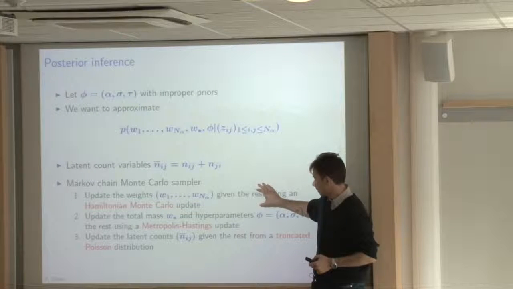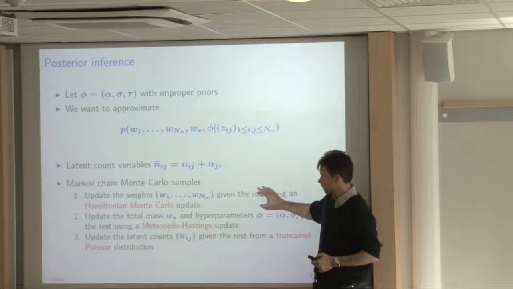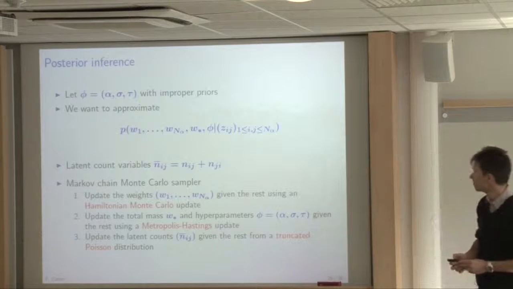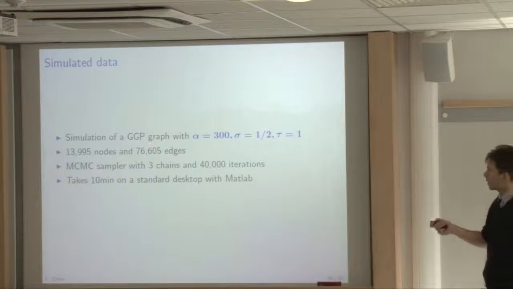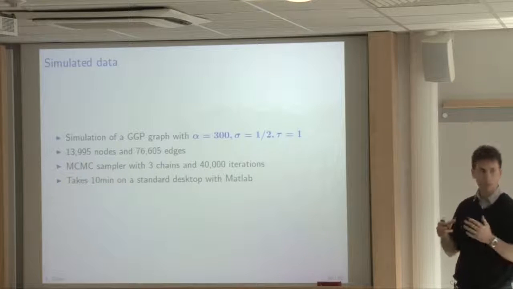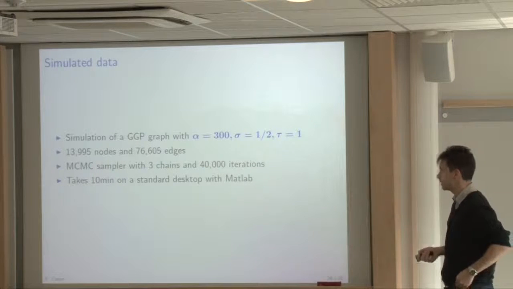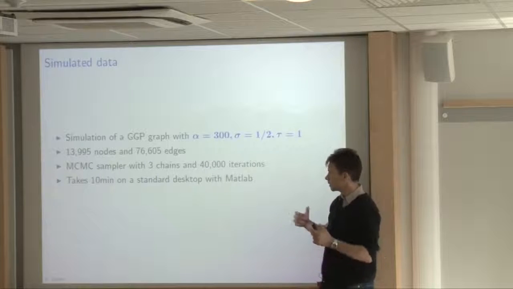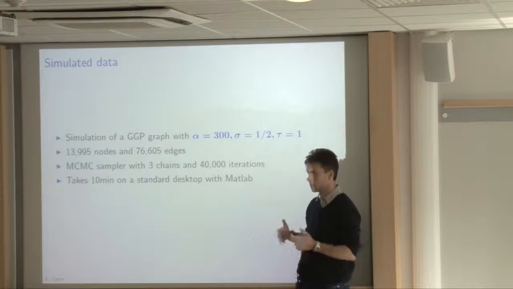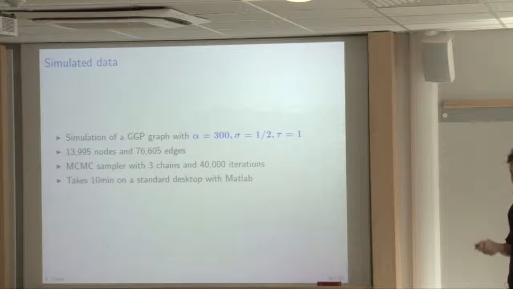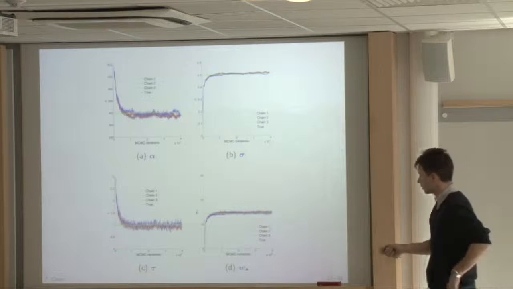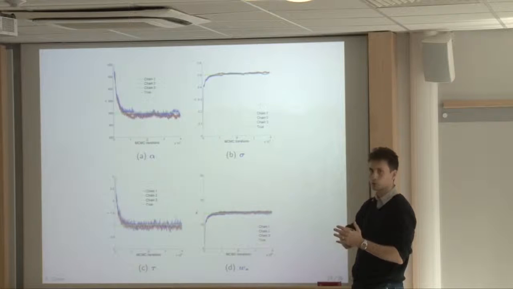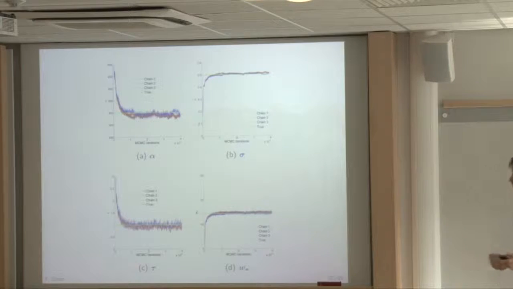So the two bottlenecks are steps 1 and 3. And actually, those steps can be implemented very efficiently. Here the gradient is very cheap to compute. And here are some illustrations. I simulated a graph with this set of parameters, and I obtained a network with 14,000 nodes and 76,000 edges. I ran an MCMC sampler with 3 chains and 40,000 iterations. Just to say that it scales relatively well, here it takes just 10 minutes on a standard desktop with MATLAB and not a lot of engineering. And here are some trace plots for the parameter alpha, parameter sigma, tau, and the sum of the sociability parameters for all the other nodes, showing that we managed to recover the unknown parameters quite well.